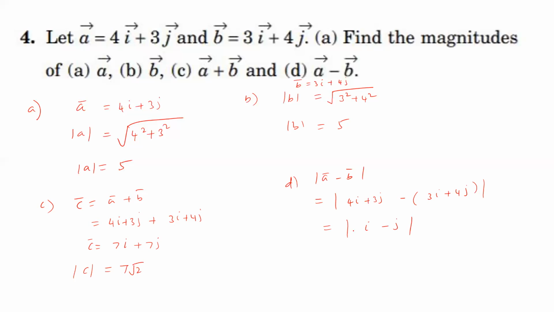Now this x component is 1 unit, and the y component is 1 unit. These two are perpendicular, so the resultant is equal to the square root of 1 square plus 1 square. So the magnitude of A bar minus B bar is root 2.